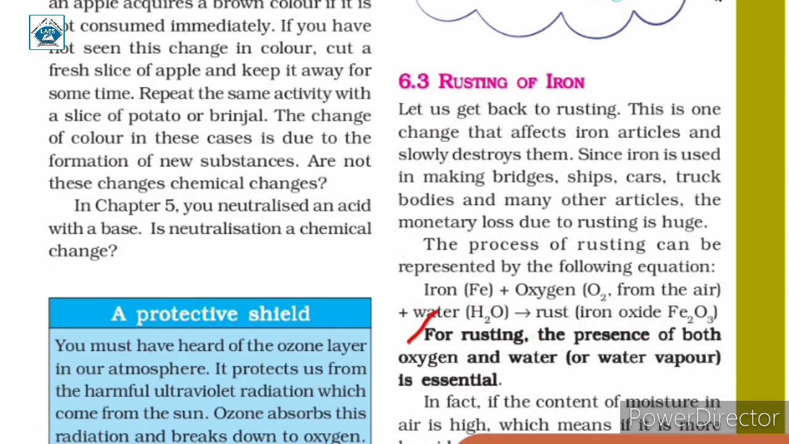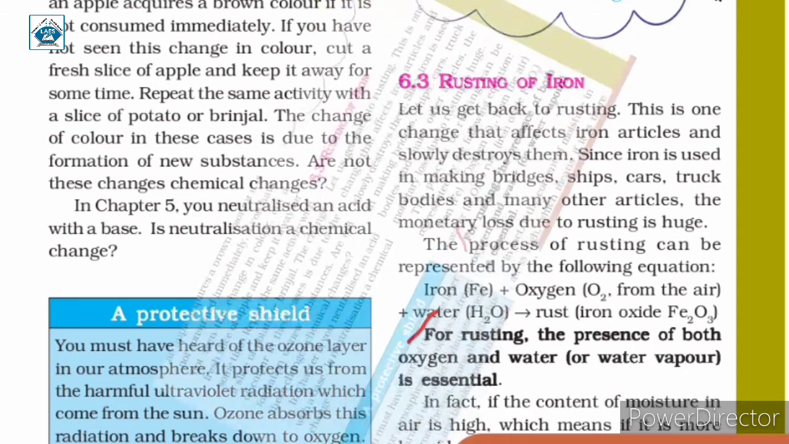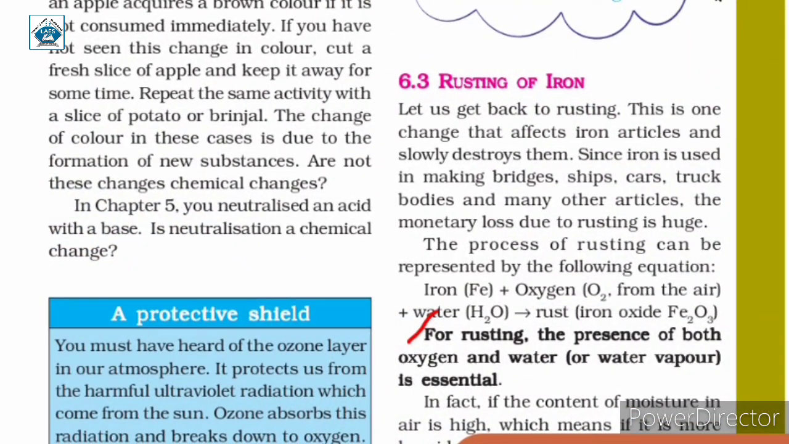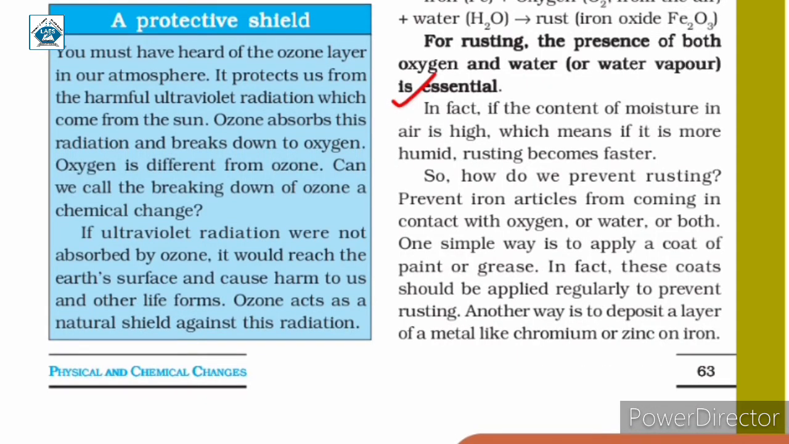For rusting, the presence of both oxygen and water or water vapor is essential. So, the two essential things for rusting of iron are the presence of oxygen and water. Water can be in the form of water vapor, that is moisture, which is essential for rusting of iron. In fact, if the content of moisture in air is high, which means if it is more humid, rusting becomes faster. So, how can we prevent rusting?